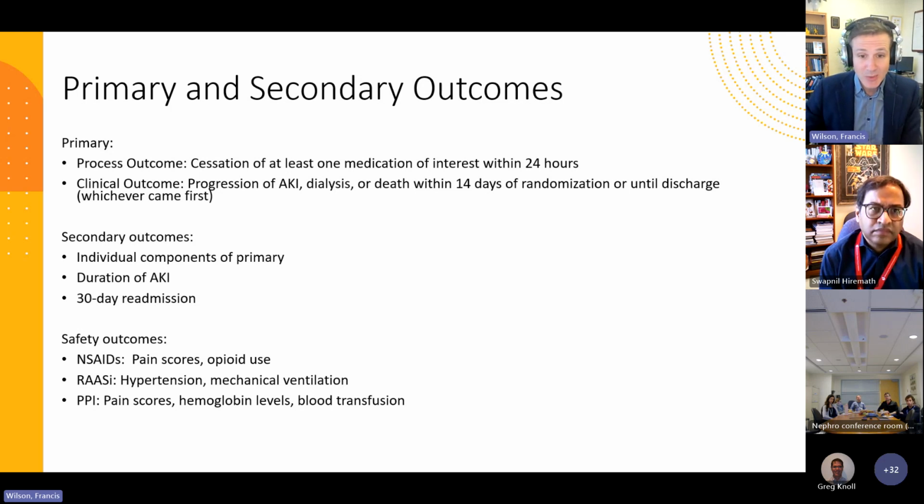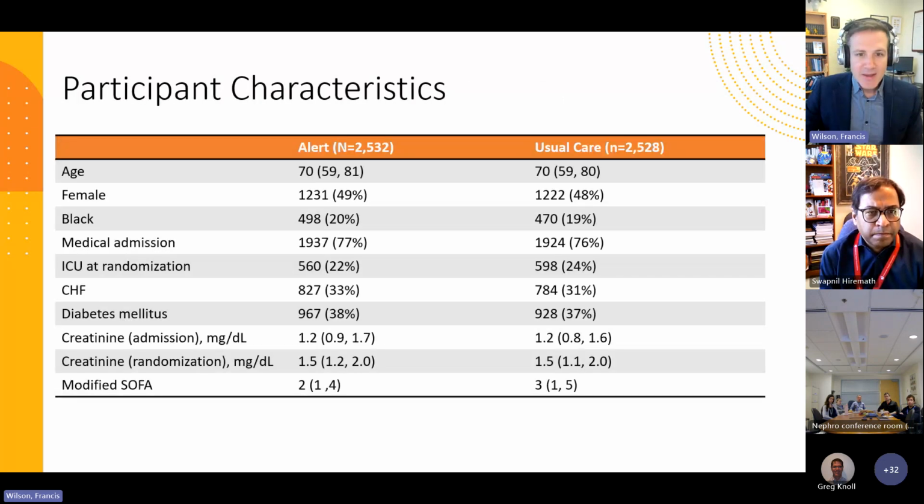If we stop NSAIDs, are people going to use more opioids, which could be a problem? If we stop angiotensin system inhibitors, is there going to be more hypertension or pulmonary edema, which could lead to mechanical ventilation? If we stop PPIs, are we going to have people having GI bleeds? So we're looking at things like hemoglobin levels and blood transfusions. This is a typical AKI population in our health system, 70 years old, about half male, half female, 20% Black, mostly medical admissions, but a quarter are surgical admissions and a quarter of people are in the ICU.